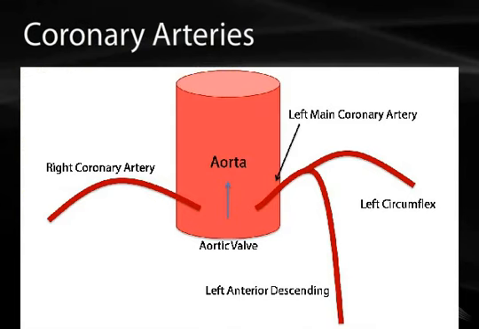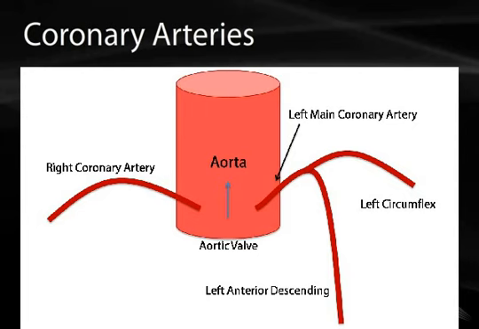In this simplified diagram, you can see the ascending aorta moving up from the heart. Denoted is the location of the aortic valve, and you can see the right coronary artery going to your left and the left main coronary artery going to your right. These coronary arteries arise from the aortic valve coronary cusps.